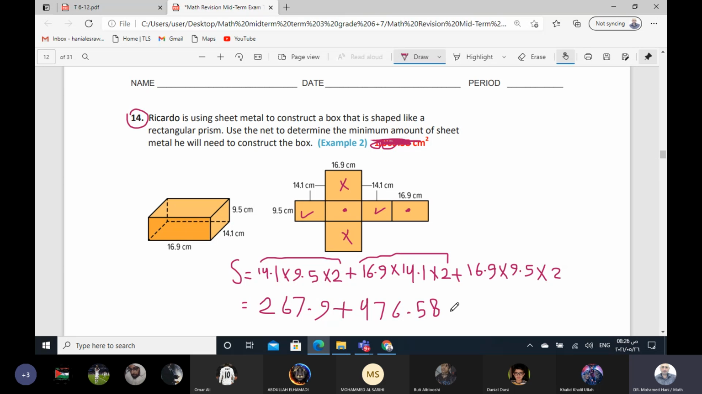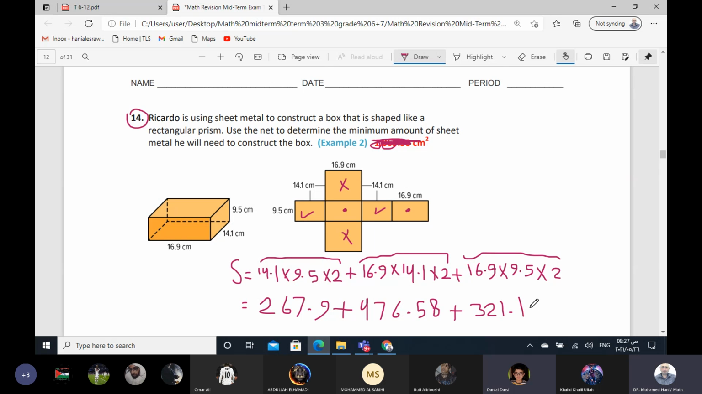Plus the third operation here. We have 16.9 times 9.5 times 2. The answer will be 321.1 centimeters square.